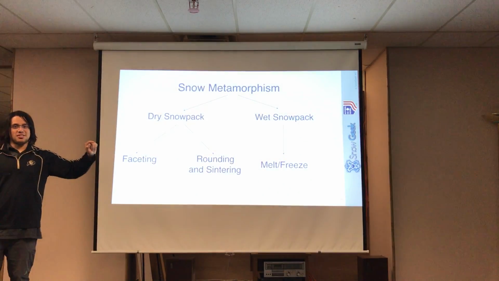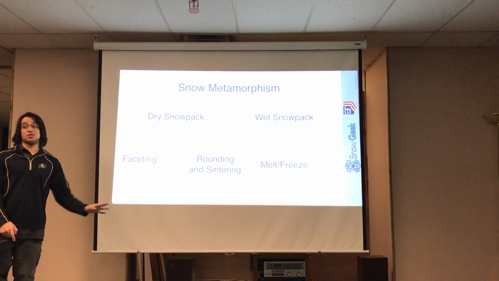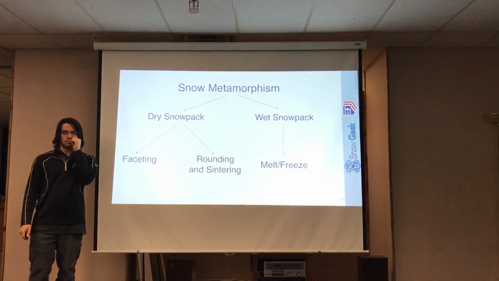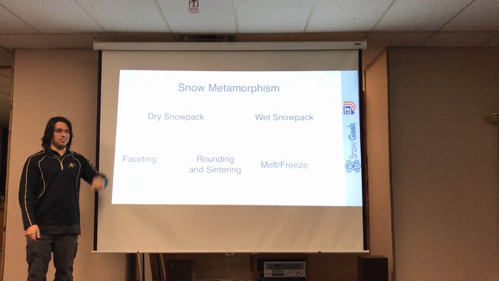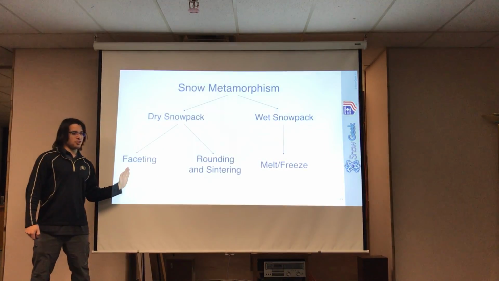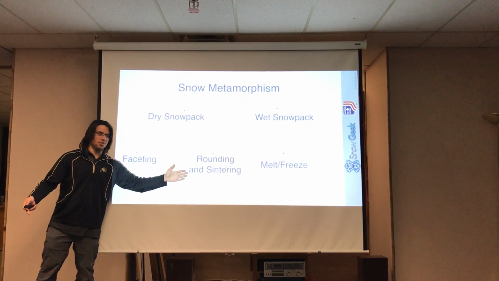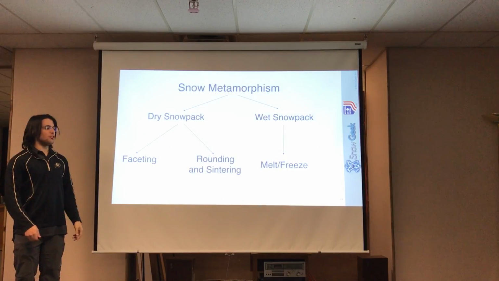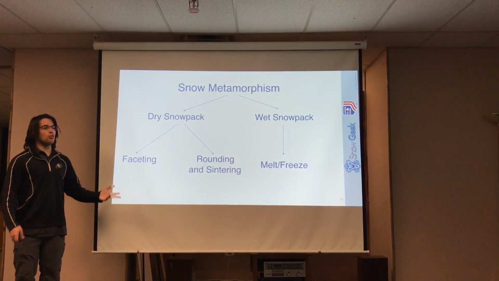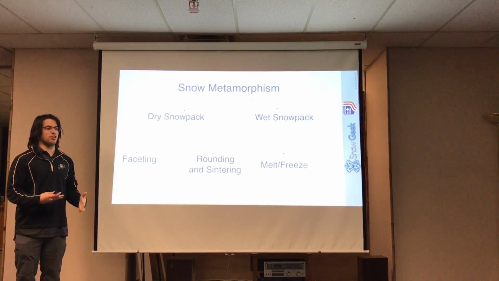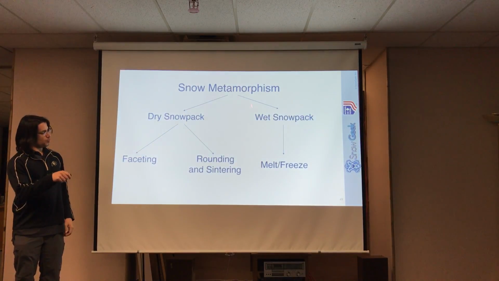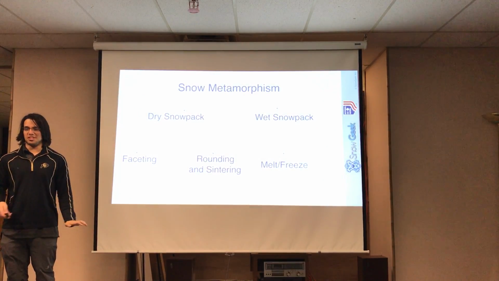So then rounding and sintering, what does that do to the snowpack? More cohesive, that's the big one. At the bottom of the snowpack this happens, less cohesive, more cohesive problem. So when you're looking, you want to know where these are so you can know where the problem is, or where are your issues. And then wet snowpack melt freezes them.